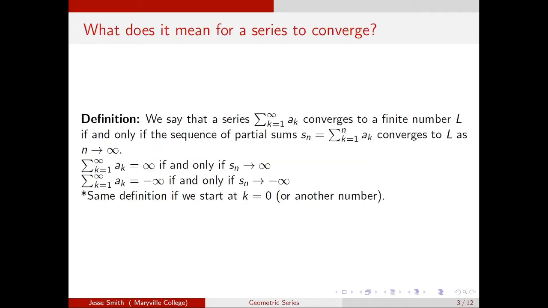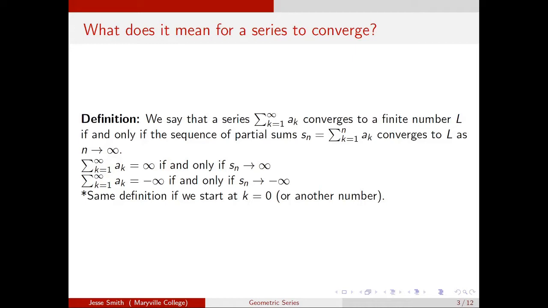So recall, what does it mean for a series to converge? We say that an infinite summation, or an infinite series, k equals 1 to infinity, a sub k converges to a finite value L if and only if the sequence of partial sums, S sub n, converges to L as n gets larger and larger. S sub n here is the sum of the first n values of the summation. So instead of going 1 to infinity, we simply go up 1 to n and stop.